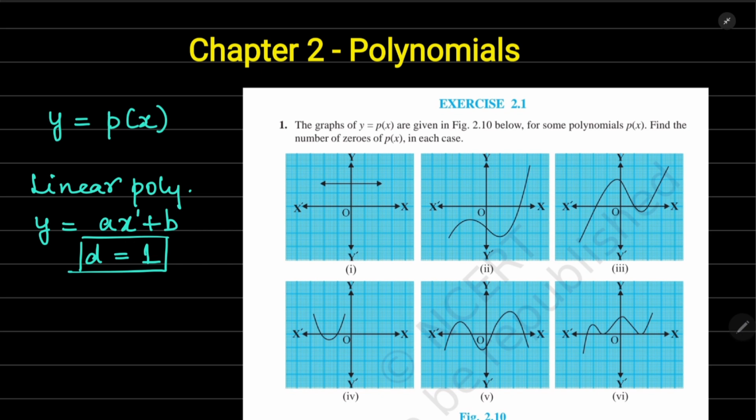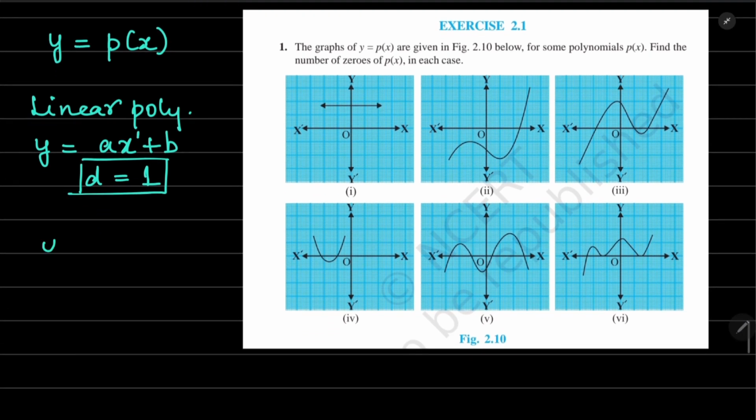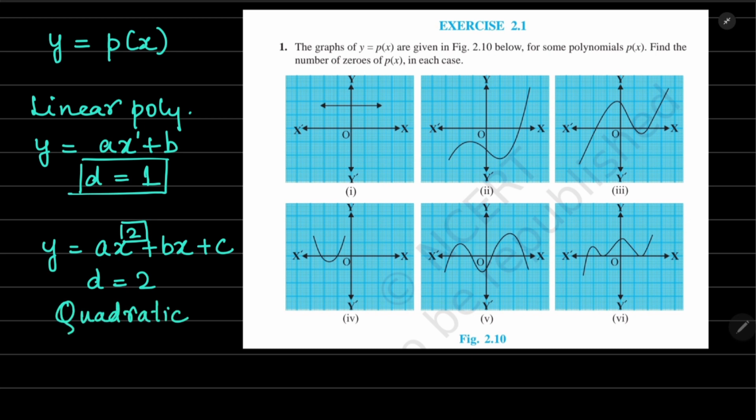Always remember. If the degree is 2, for example, if I am writing y equal to ax square plus bx plus c, what is the highest power of the variable? Variable is x. a, b and c are all constants or coefficients. c is a constant, a and b are coefficients. So what is the highest power of the variable x? That is 2. So you can say that the degree is 2. And if the degree of a polynomial is 2, you call that polynomial a quadratic polynomial.